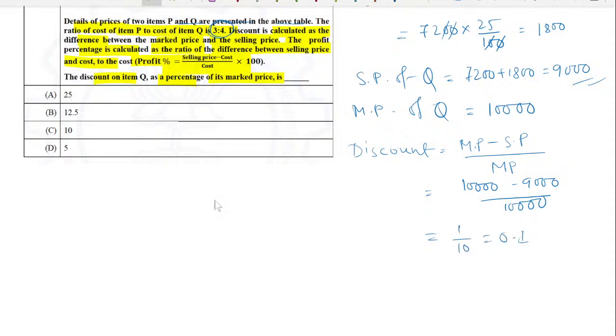If we calculate the discount on the item as a percentage of its mark price, that means this is equal to 0.1 into 100%, the percentage is equal to 10%. So the answer is 10%. Option number C is clearly correct here. Okay, now we go to the next question.